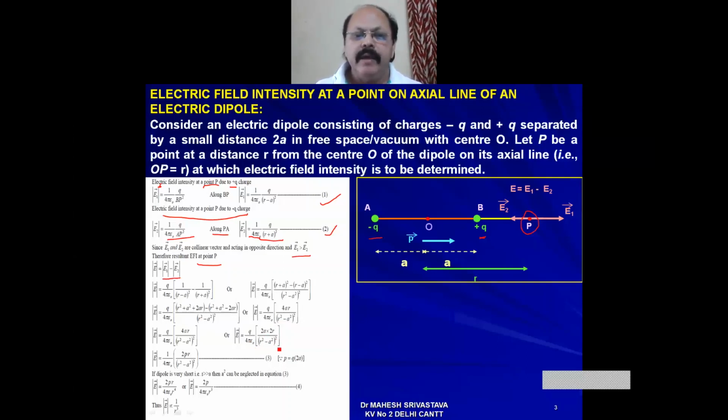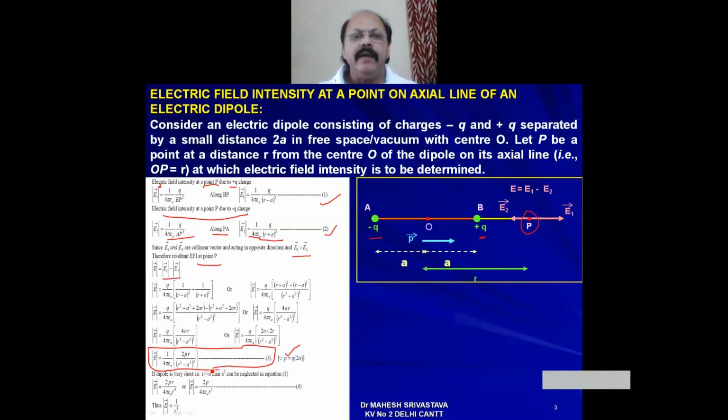Now you just studied that the product of the magnitude of either charge and the distance between them is the electric dipole moment. So q into 2a is p. Substitute this value. Then |E| equals 1 upon 4 pi epsilon naught 2pr upon (r square minus a square) whole square. This is the desired result, that is, the electric field intensity at a point on the axial line of an electric dipole.